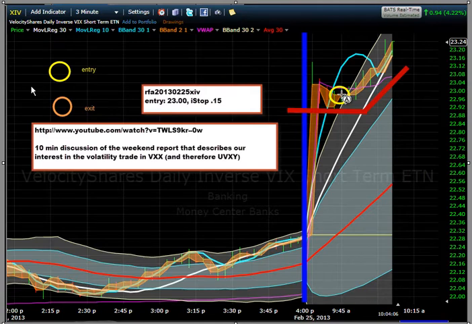So we get an entry here at 23 even with an initial stop at 0.15. And over about the next 15 or 20 minutes, it moves out to 23.24. So that puts us at about 1.5R in hand, and we adjust our stop here. So after about 10 minutes, we're at break even on this particular trade. And so everything is moving out nicely in the morning.